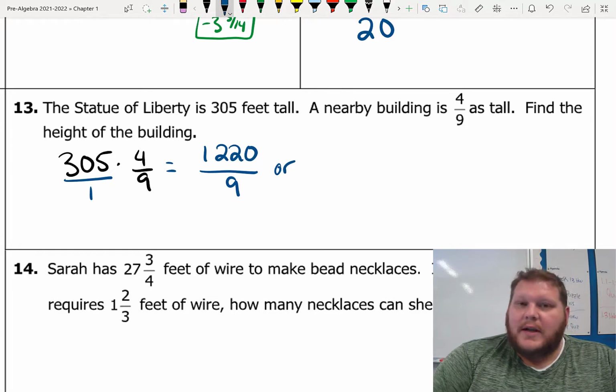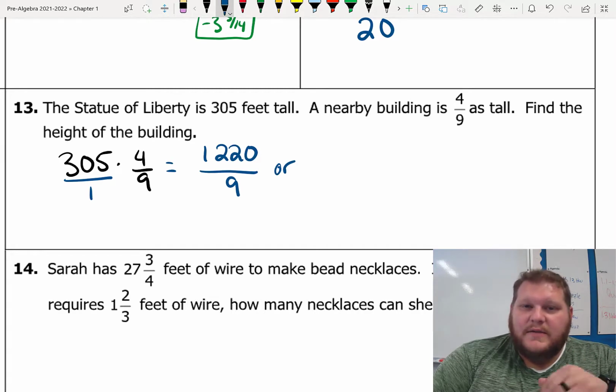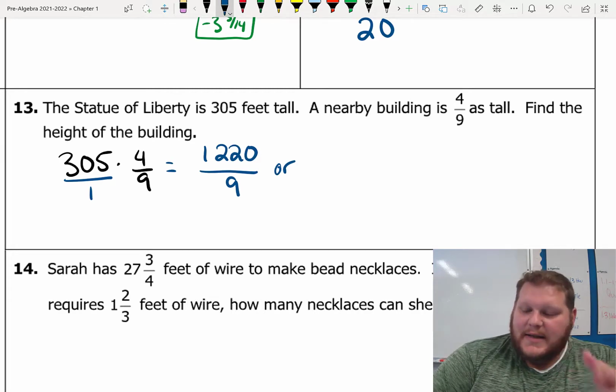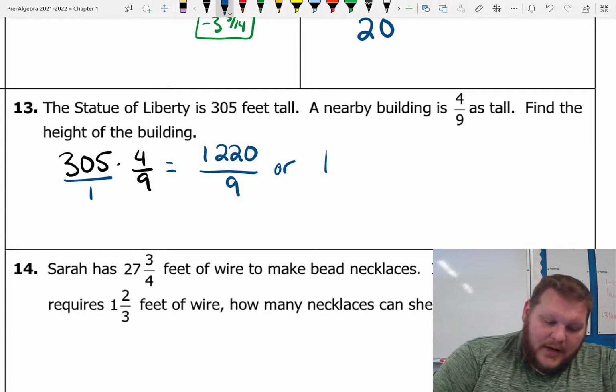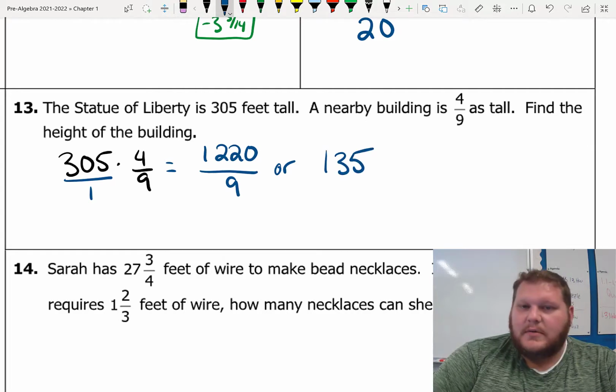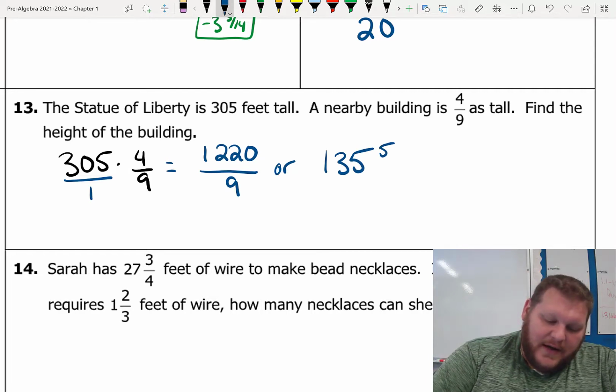If you're going to do it as a mixed number, the way that you would do that, you would take 1220, divide that by 9. It'll tell you exactly how many times it goes into 1,220, which is 135 times. But if you do 9 times 135, it's only going to give you 1,215, which means there's 5 more left over. So 135 and 5/9 feet.